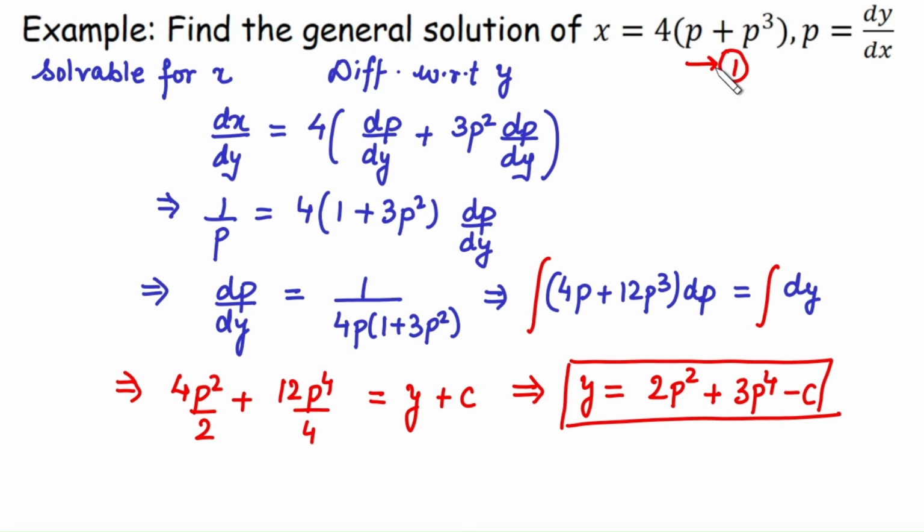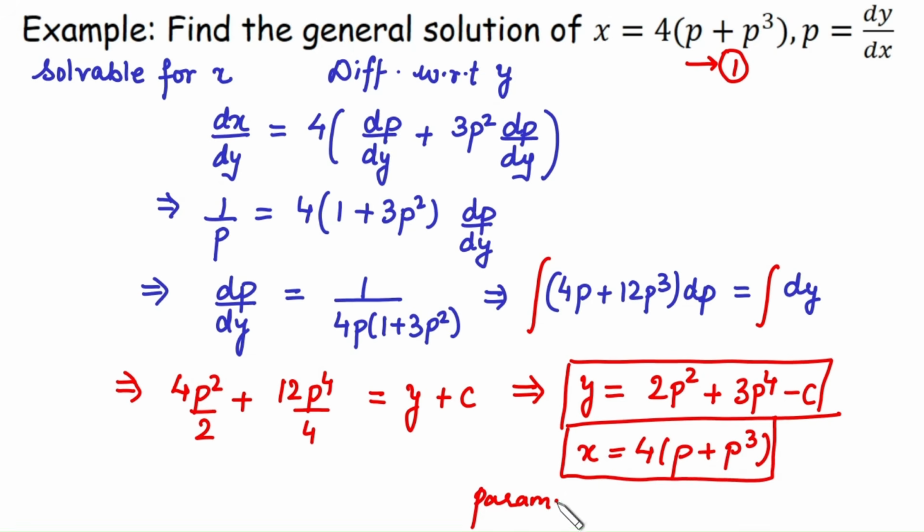Now what is the next step? Here y is expressed in terms of p. x is expressed already in terms of p. There is no y, so we will take it as it is. This is the special case where we are not getting the value of y in the given equation, so we will keep x as it is. Combining these two gives us the parametric form of solution.